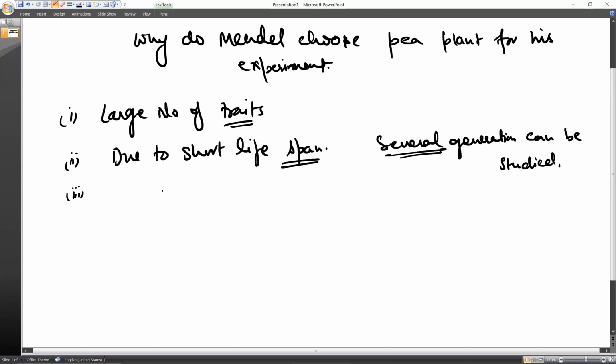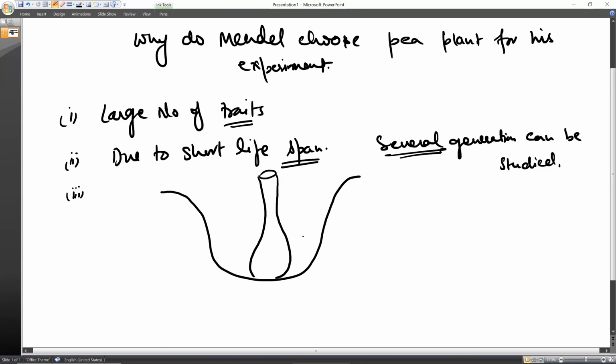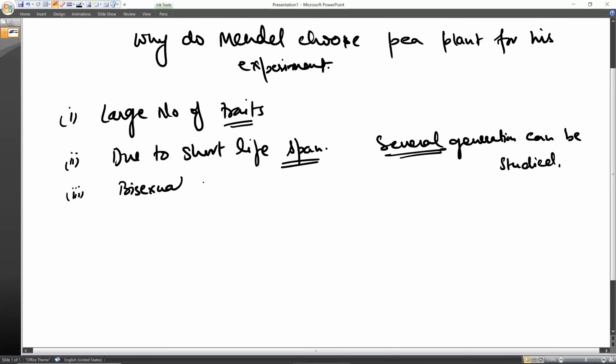The third one is that it bears bisexual flowers. And what is the benefit of bisexual flowers? Because of this bisexual flower, it can easily self-pollinate. So if we want to do self-pollination, it is easily possible. Bisexual flowers help in self-pollination. Okay, got it.